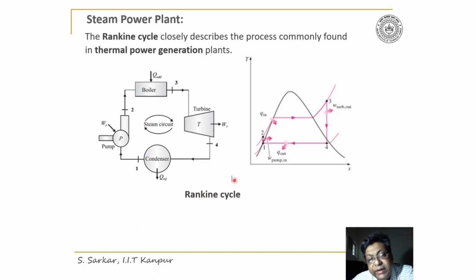I have shown here in the TS diagram, temperature entropy diagram, where 1-2 is the pump work, 2-3 is the heat addition in the boiler, 3-4 is the expansion process that occurs in turbine producing power output, and 4-1 is the heat rejection by the condenser to complete the cycle.